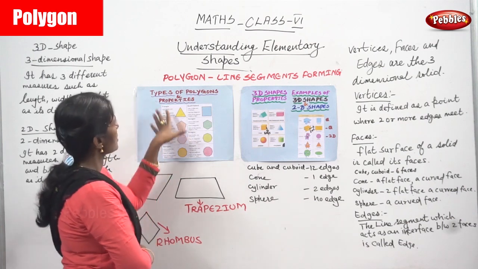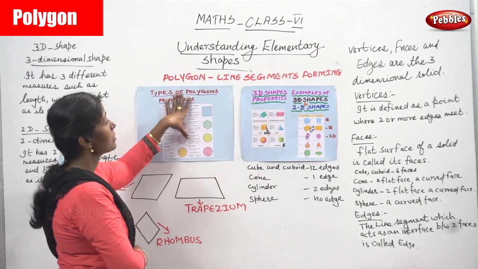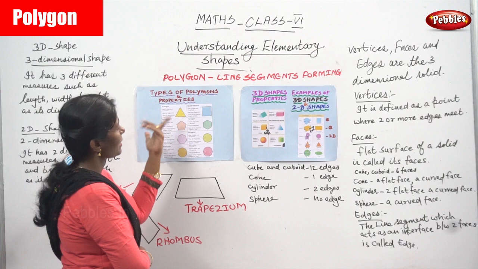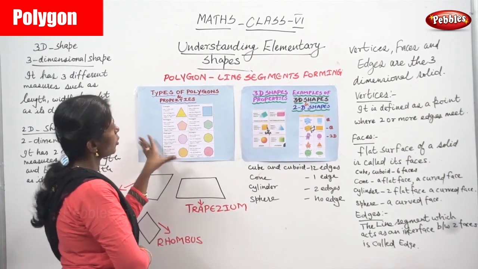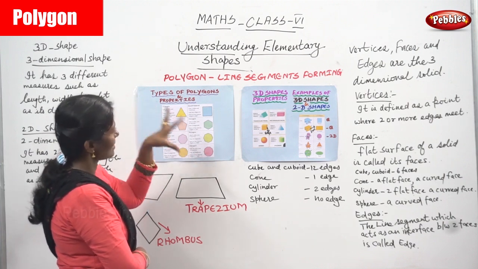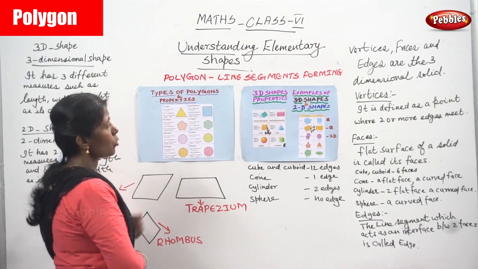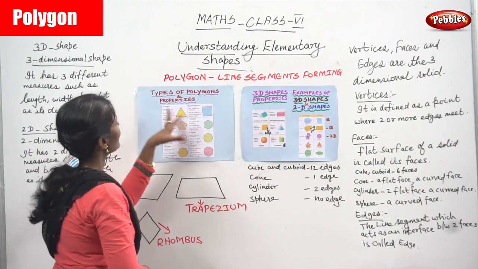So now we are going to see polygon. A polygon is nothing but line segments forming a closed shape, the simplest closed curve. This closed curve is made up of line segments, and these line segments forming a polygon are called its sides. That's it. Now, the types of polygons and their properties.